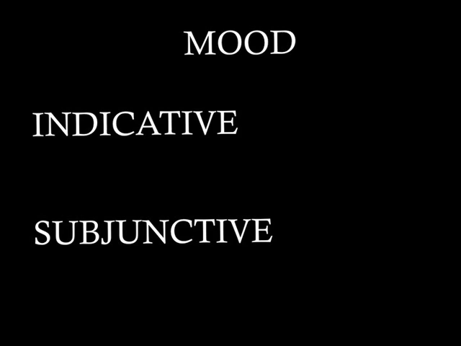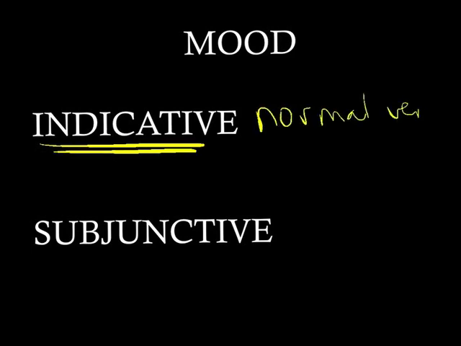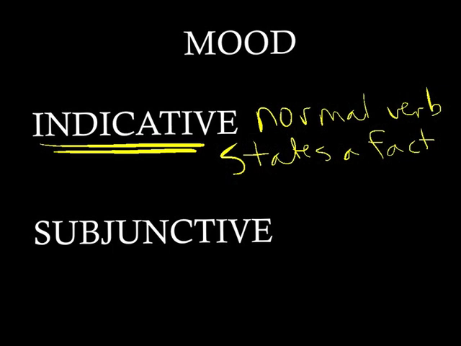And then finally, mood is either indicative or subjunctive. The indicative mood is just a normal verb that states a fact. We are going to be only dealing with indicative verbs this year. I see, he laughs, they were running, we will eat. Those are all indicative verbs.